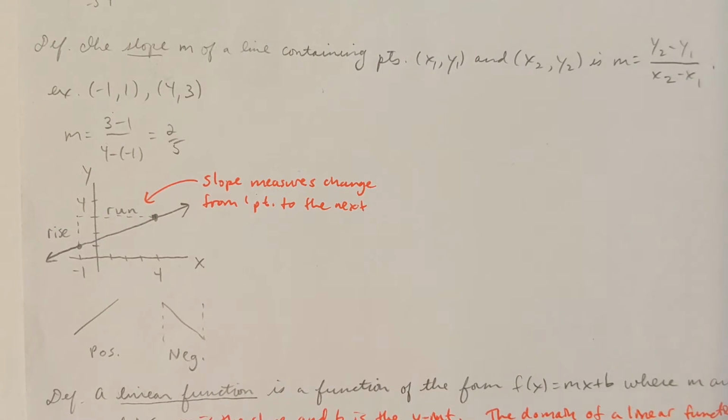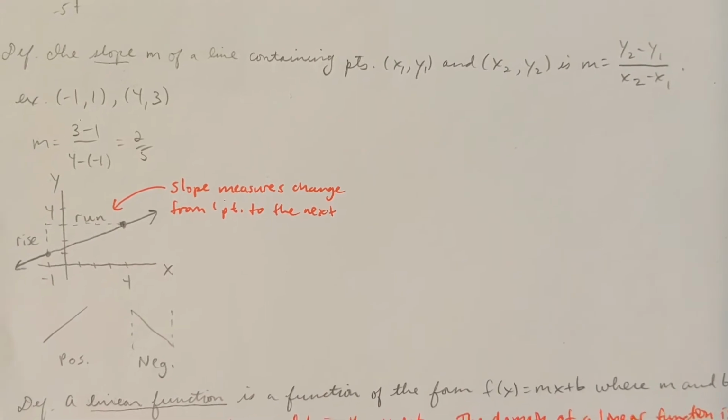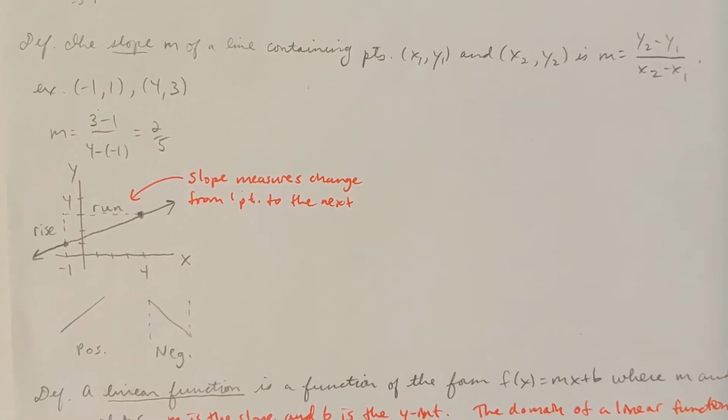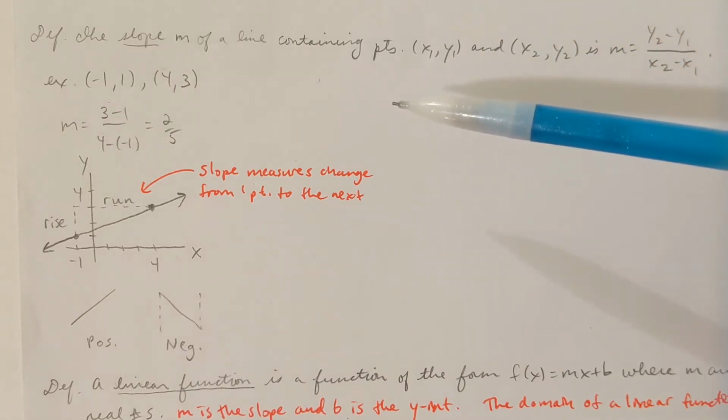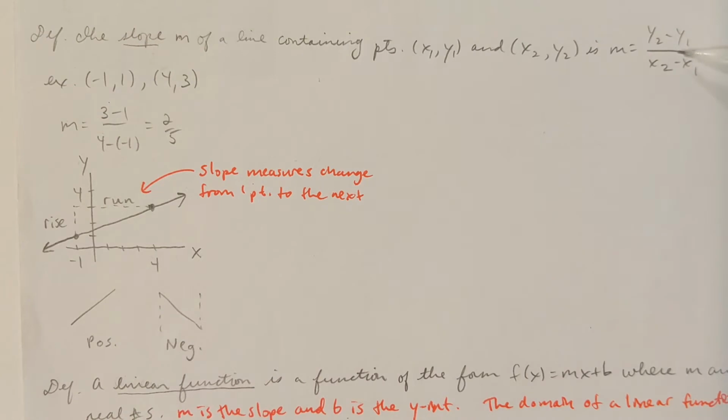Definition: the slope m of a line containing the points (x1, y1) and (x2, y2) is m equals y2 minus y1 divided by x2 minus x1. For example, suppose that we had the line with the points (-1, 1) and (4, 3) on it. Okay, if we want to find the slope of the line, use this formula right here.